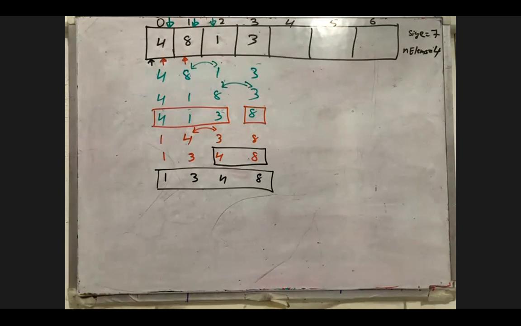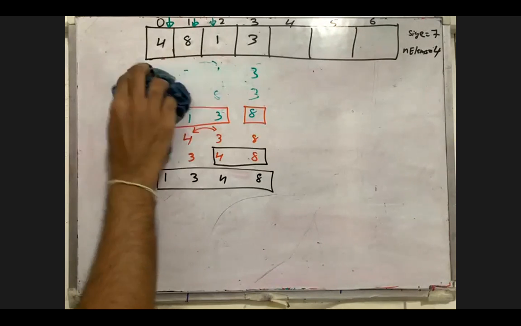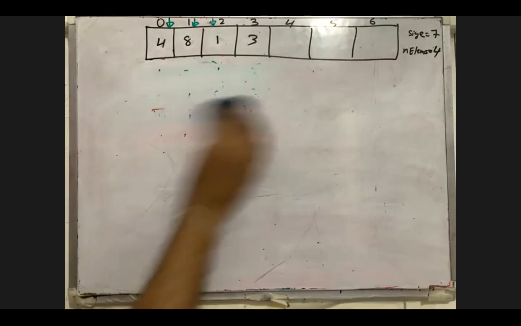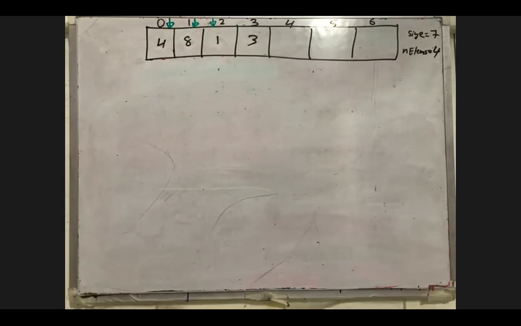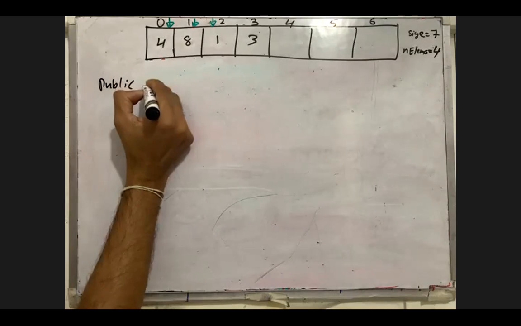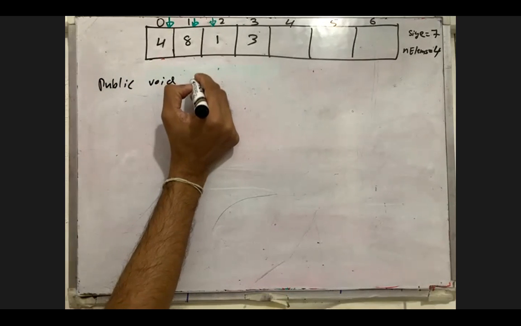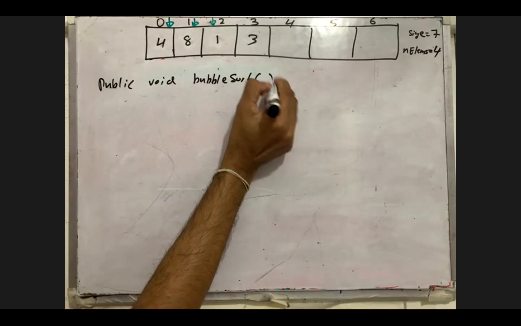Then how to write the code? Bubble sort. You can use public void, no return type. You need to just sort now. Bubble sort.